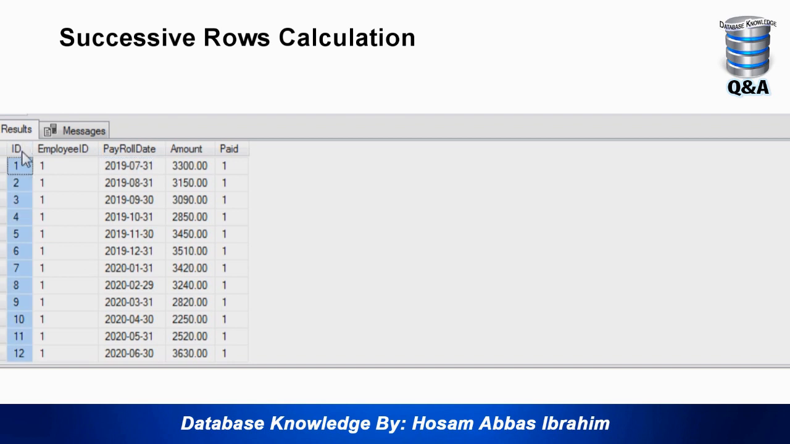This is the ID, the identity column of the table that cannot have a duplicate, and this is the employee ID used as the entity identifier. This identifies the month from the payroll date and whether the salary was paid or not. For this employee I have 12 records.